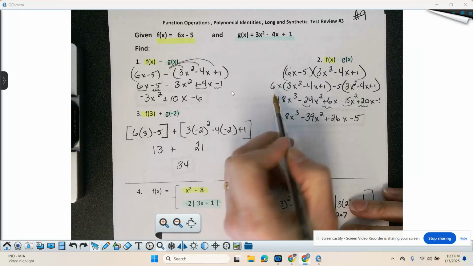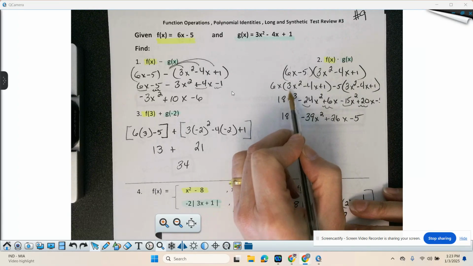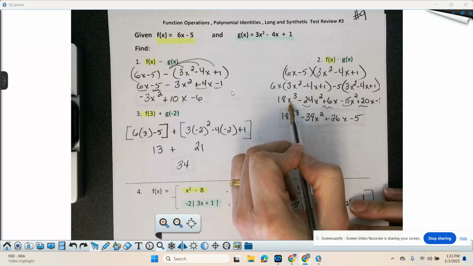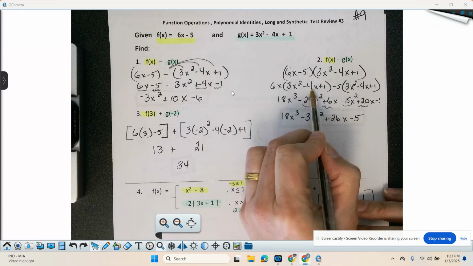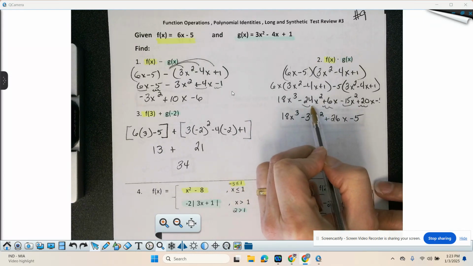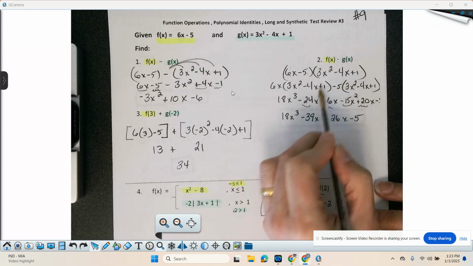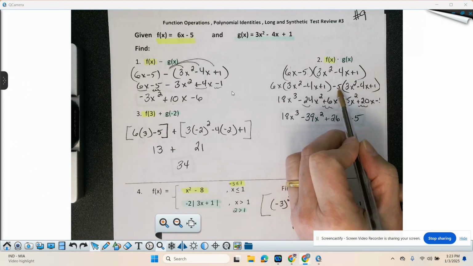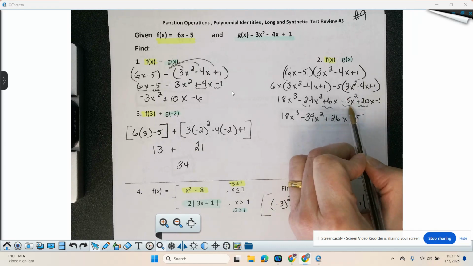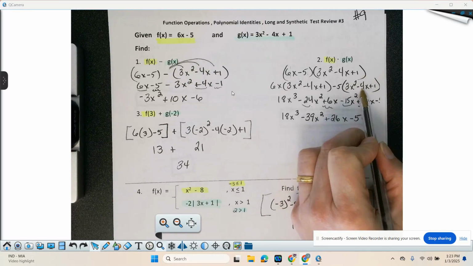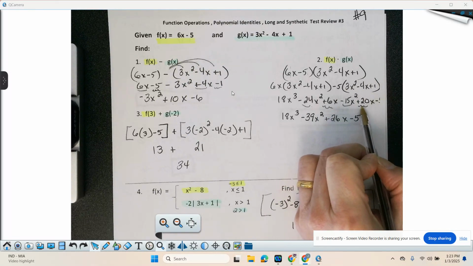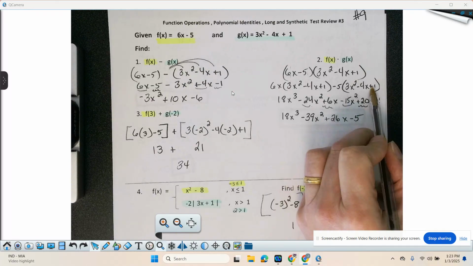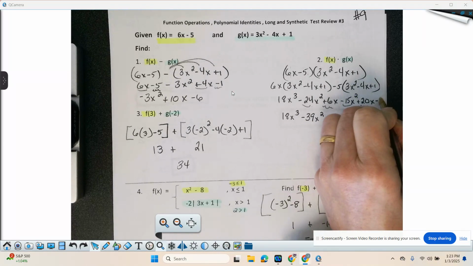So 6x times 3x squared is where the 18x cubed comes from. 6x times negative 4x is where your negative 24x squared comes from. And 6x times 1 is where your 6x comes from. Now negative 5 times 3x squared, negative 15x squared. Negative 5 times negative 4x is a positive 20x. And negative 5 with a positive 1 would be a negative 5.